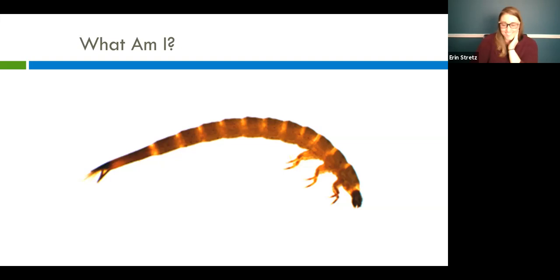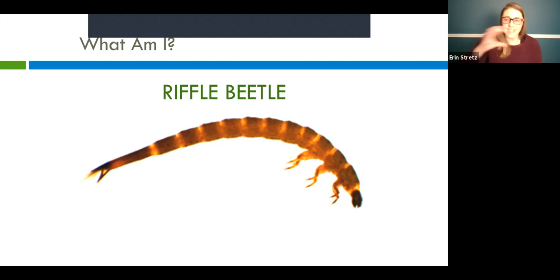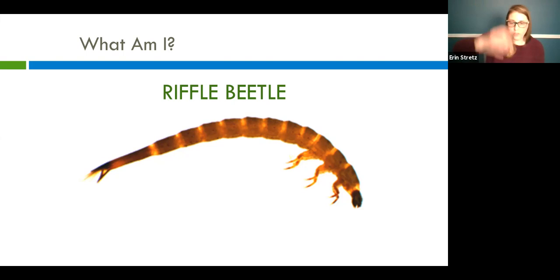Yeah, excellent. Right, so here we have a riffle beetle larva. Looks similar to the caddisfly larva, but it's darker. It has that hardened structure for the whole body. So remember the caddisfly, right below the head, it can have those hardened plates on the first, second, or third thoracic segments where the legs are, but the rest of the body is going to be more fleshy. So this is hardened all the way down.